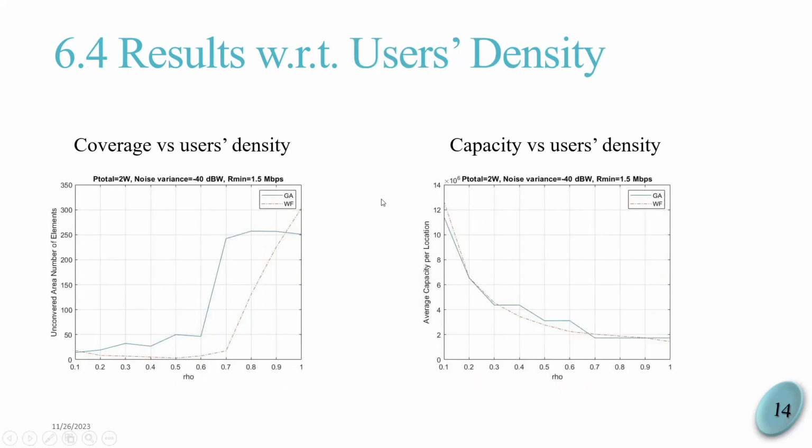Now varying the user density parameter rho. In this case, we can see that the water filling based algorithm is outperforming the genetic algorithm as long as rho is less than 0.9. As for the capacity, both algorithms gave almost similar results.